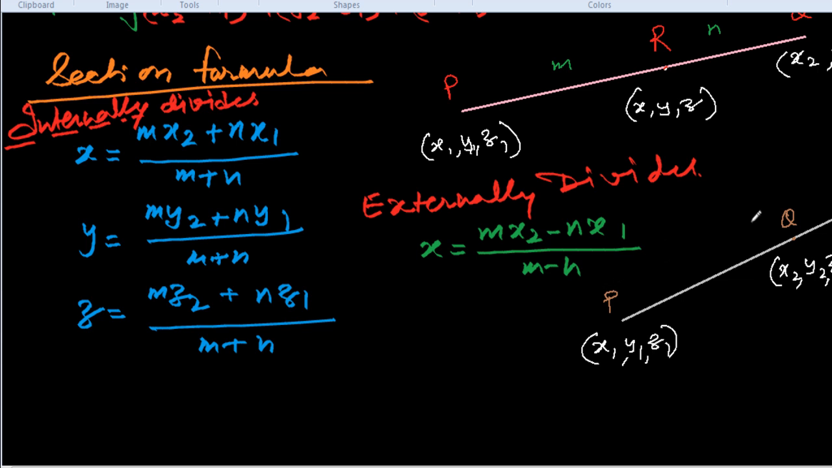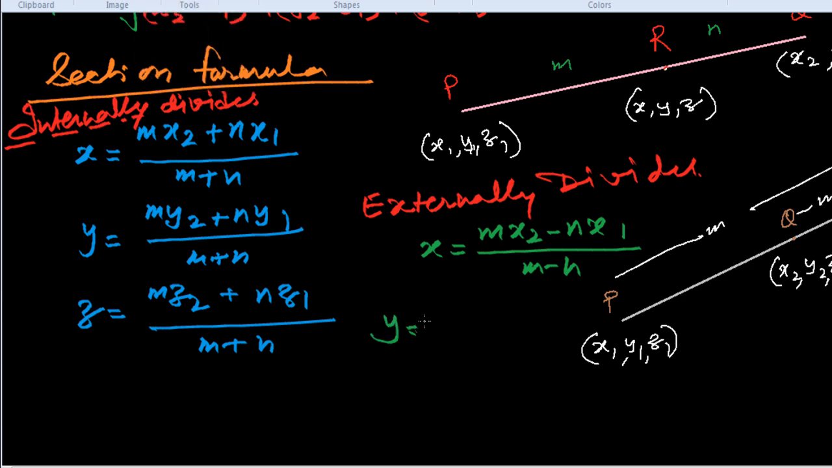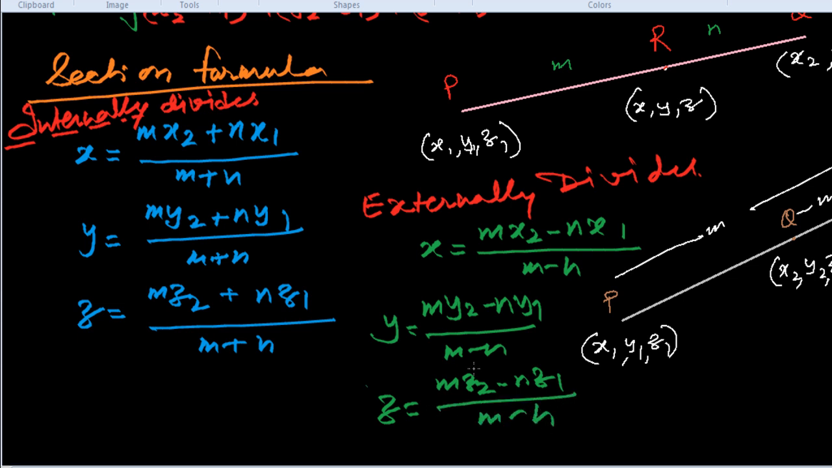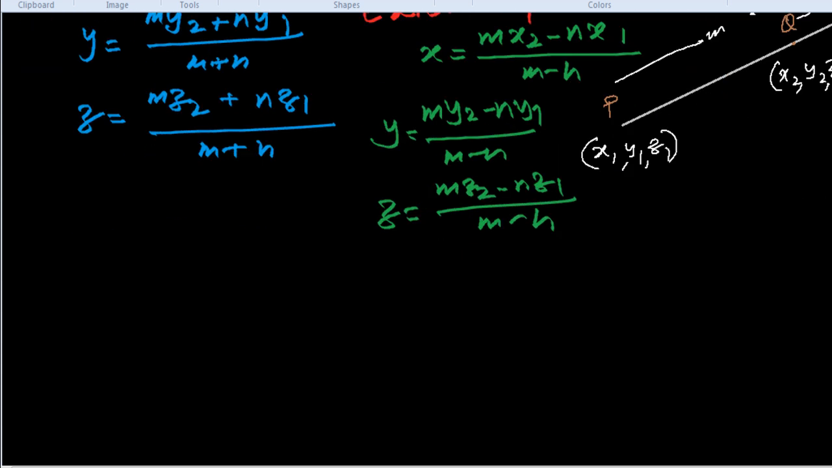Now it divides this PQ externally in m is to n ratio. So we will get this formula, x is equal to m x2 minus n x1 over m minus n, and for y we also get the same thing. For y we get m y2 minus n y1 over m minus n. Similarly for z, m z2 minus n z1 over m minus n. So this is the section formula when a point externally divides a given line segment.